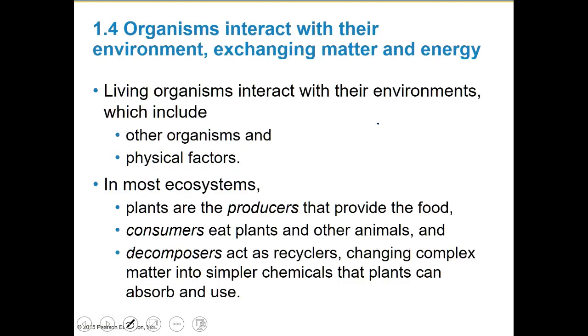Okay. Living organisms interact with their environments, and they include other organisms and physical factors. Basically those non-living factors: wind, water, air, oxygen, think of those things. In most ecosystems, plants are the producers that provide the food. Consumers consume it and eat it, and those are animals. Then we have decomposers that are recyclers.